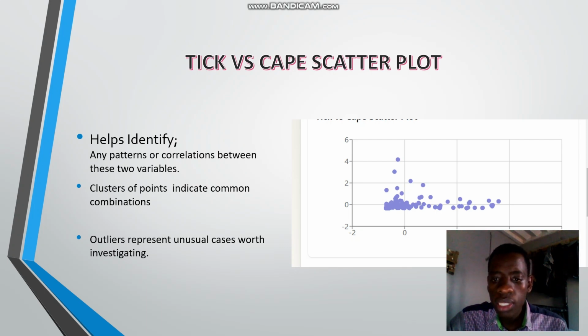This scatter plot explores the relationship between the two counts, which are the tick and the Cape buffaloes.